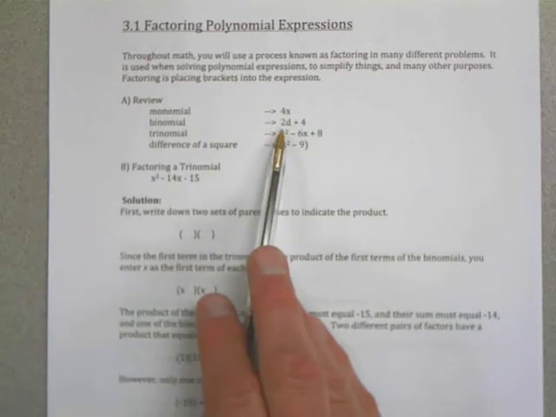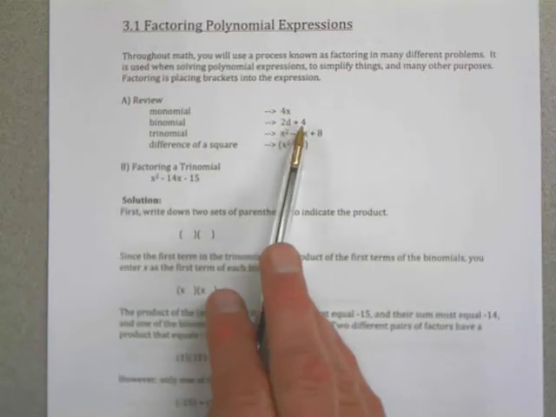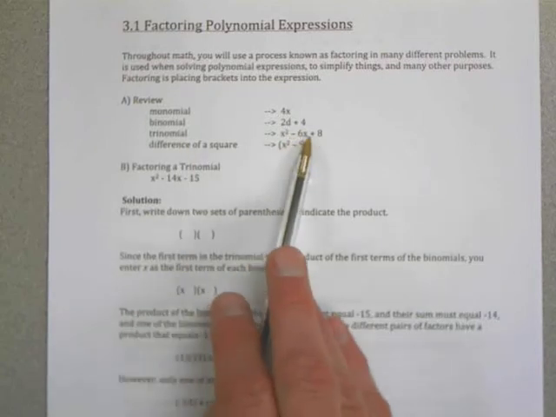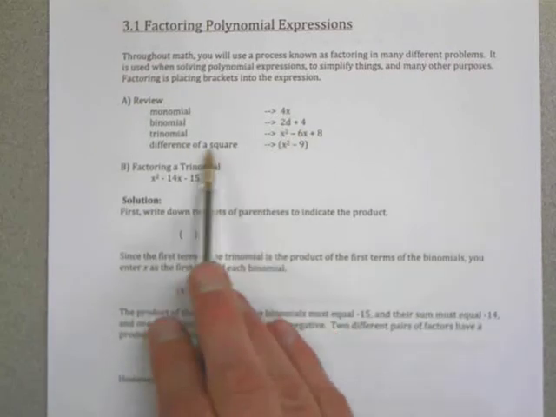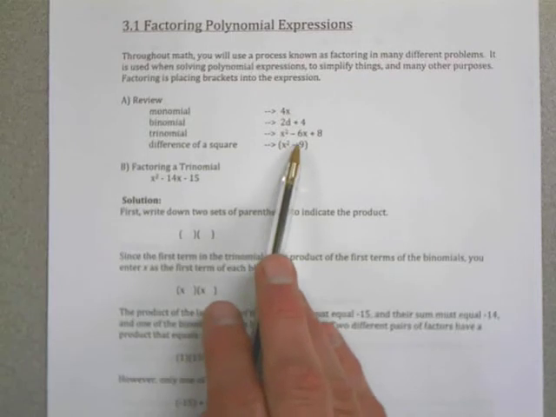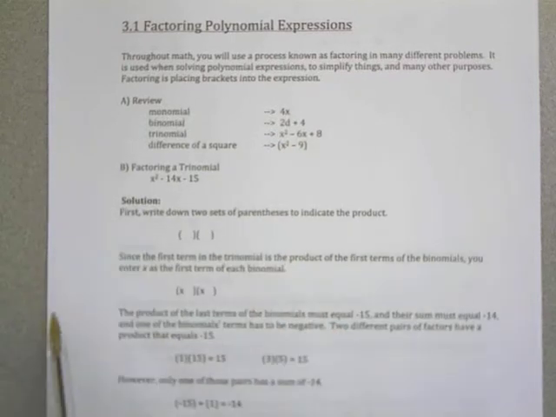Binomials, two numbers with the operation between. Trinomials, three numbers with the two operations, and the difference of the square, where you have your x squared minus 9, so that's the key right there, minus 9, which we'll do at the end.